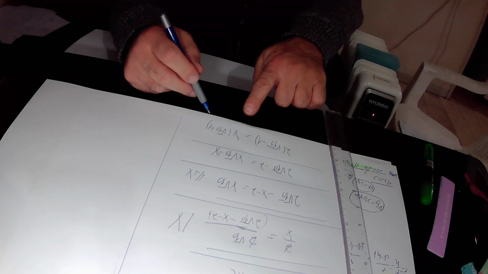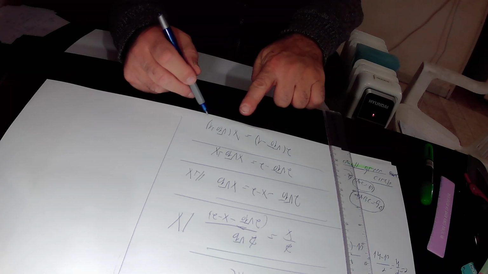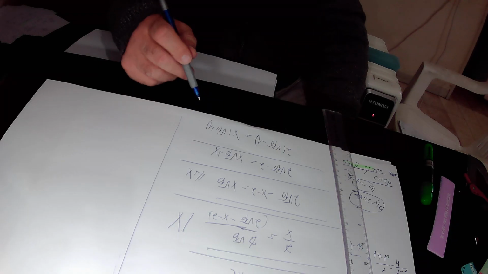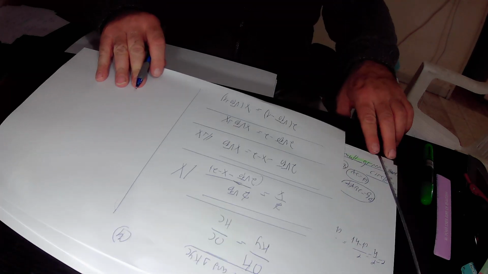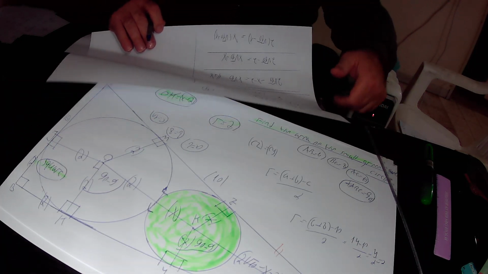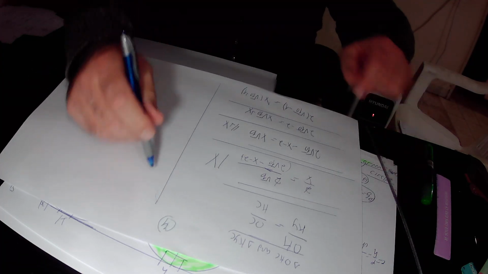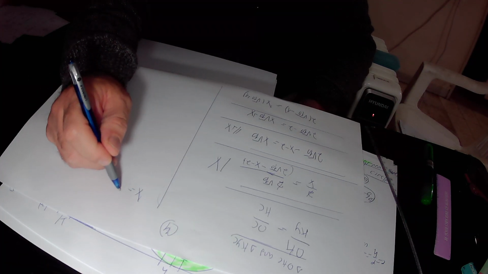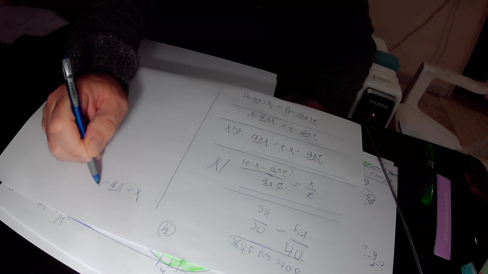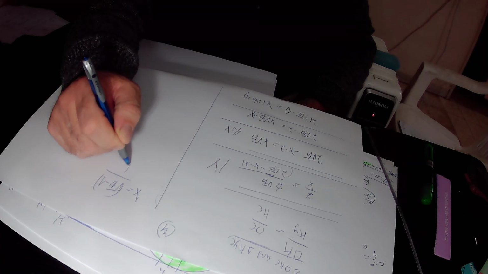So here we will divide this equation by square root of 10 plus 1, and finally you get that X, that is the radius of this green small circle, is equal to square root of 10 minus 1 over square root of 10 plus 1.